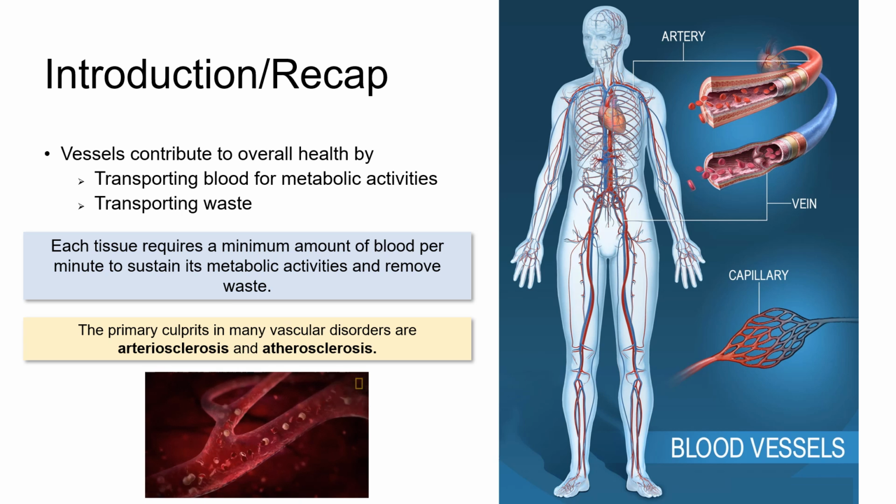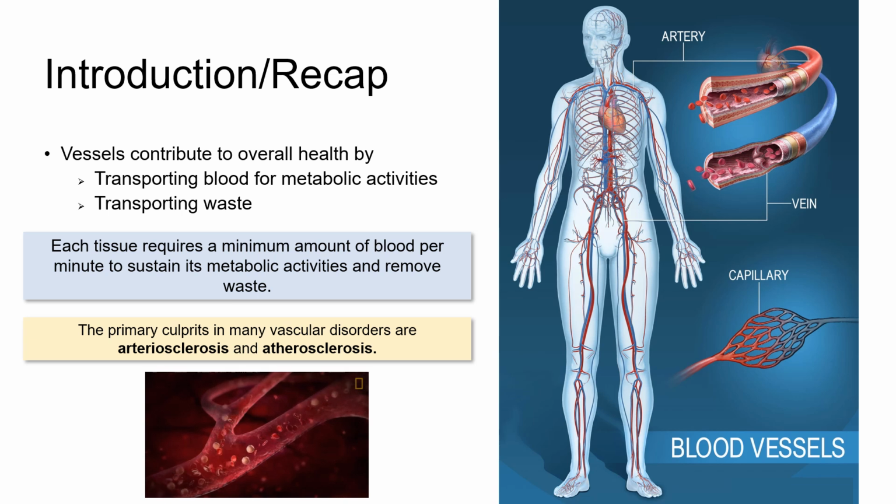So here's our recap of the purpose of our vascular system. And remember, vascular means vessel. So we're talking about all of the vessels in our body: arteries, veins, and capillaries. The purpose of these vessels is to transport blood and to transport waste. And without the system, we would die.